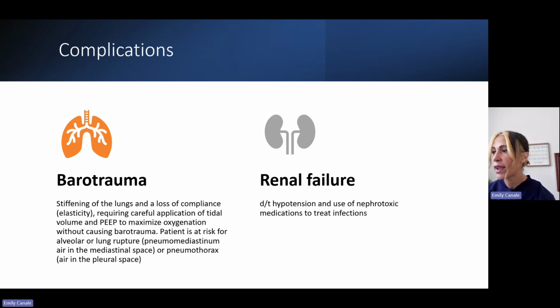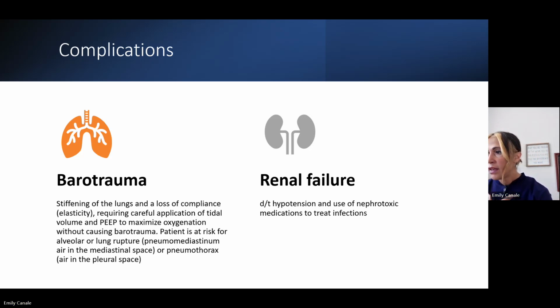So MODS always is going to result from that prolonged refractory hypoxemia and that inflammation. So that's really discussed in chapter 14. The barotrauma, again, because our lungs are stiff, I'm trying to maintain my ventilator at the appropriate setting. So I'm trying to be careful with the amount of volume I'm giving them.